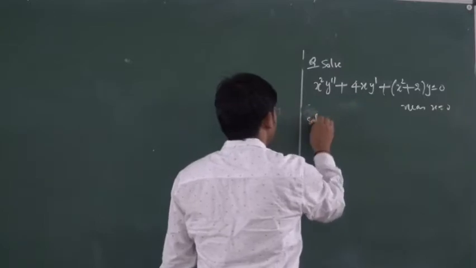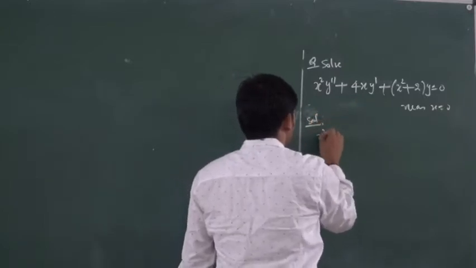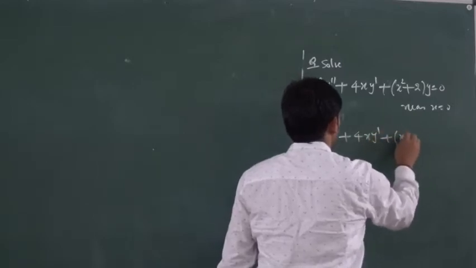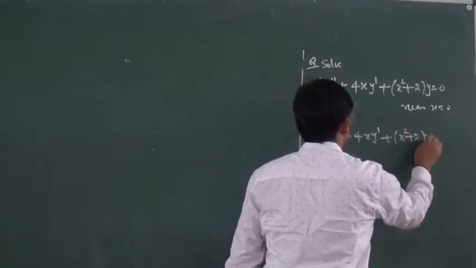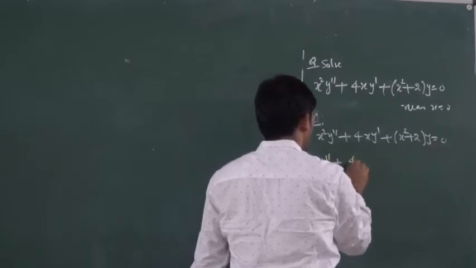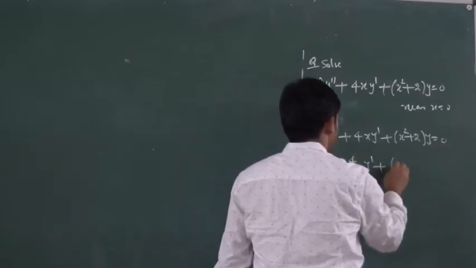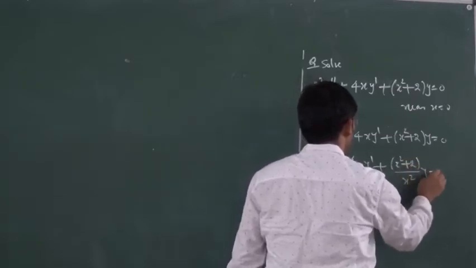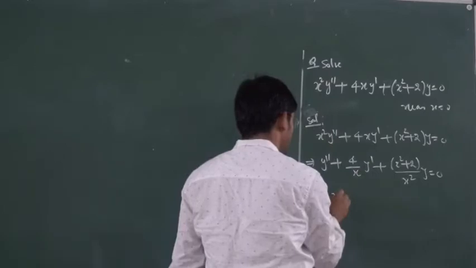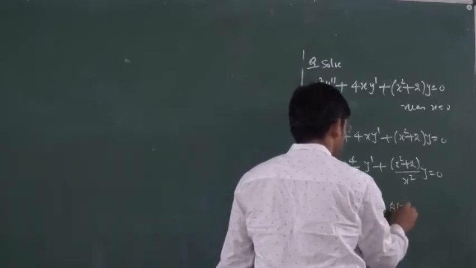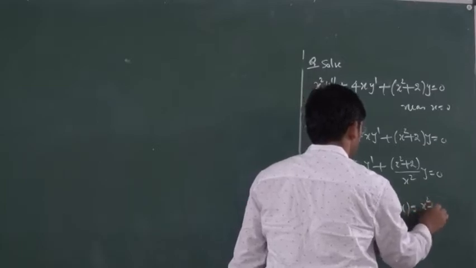So solution. Now we can write it as y double dash plus 4 upon x y dash plus (x square plus 2) upon x square y equal to 0. So here you can see that p is equal to 4 upon x and q is equal to (x square plus 2) upon x square.